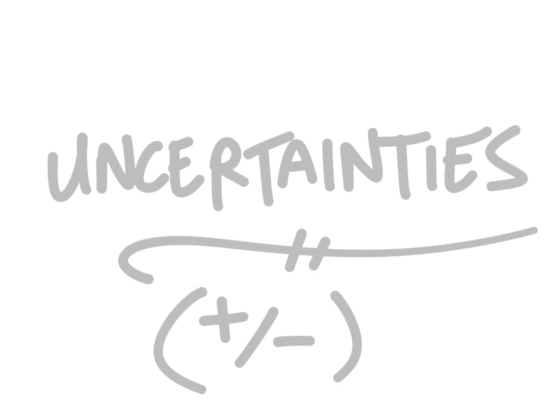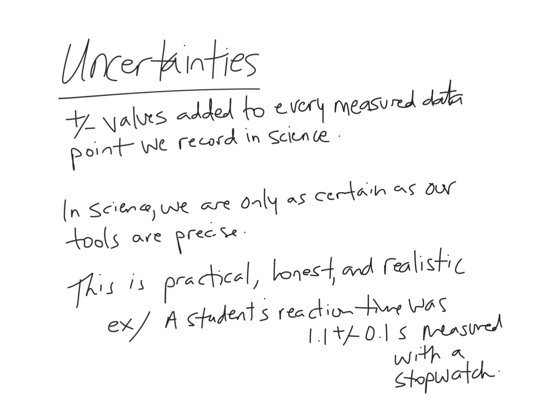This is a screencast on assigning uncertainties to data values, to recorded measurements in science, and how to do that. Okay, so uncertainties, what are they? What are they for? They are the little plus or minus values that we add to every measured data point we record in science.